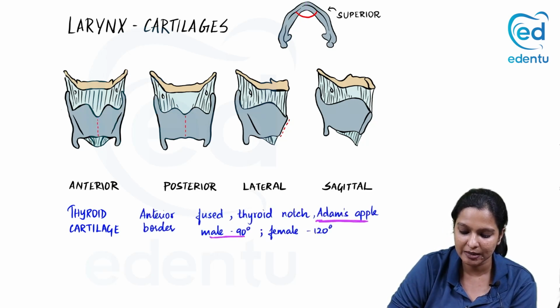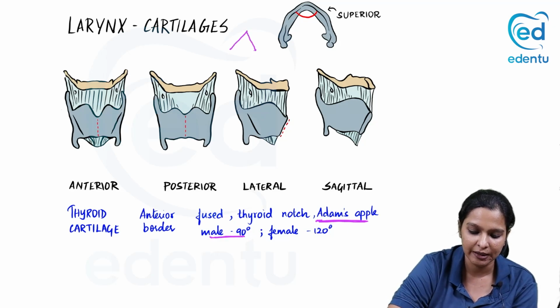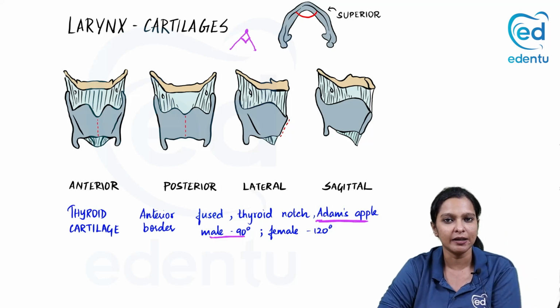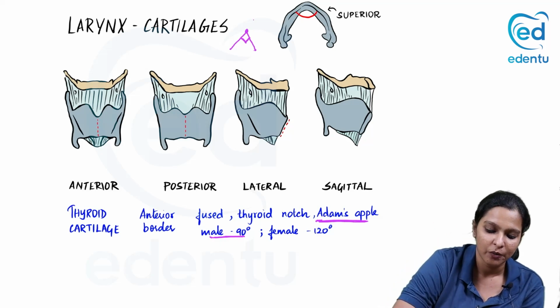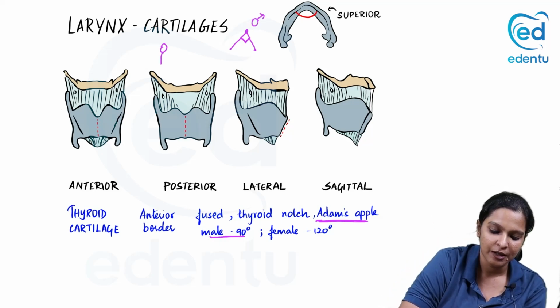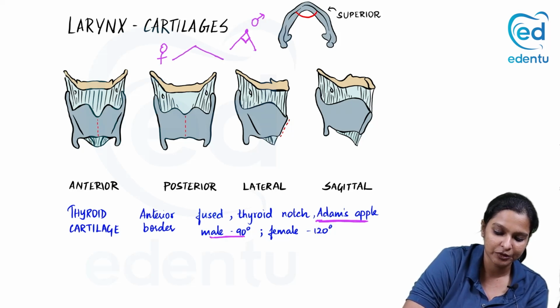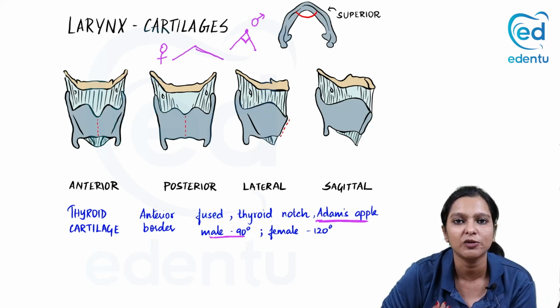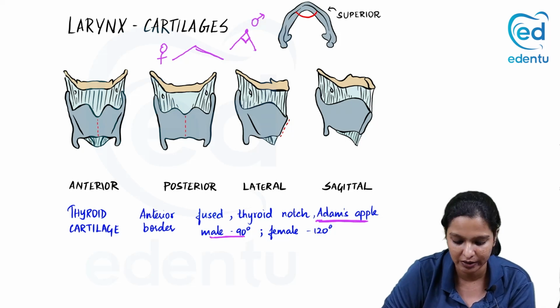In males, the angle between the fusion is 90 degrees. That is why it is much more prominent. Whereas in females, it is obtuse, so it is not much prominent. That's why Adam's apple is more of a masculine feature.